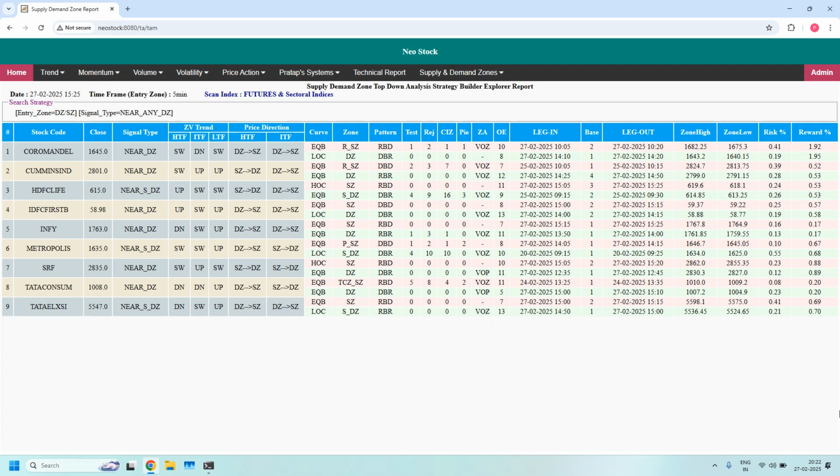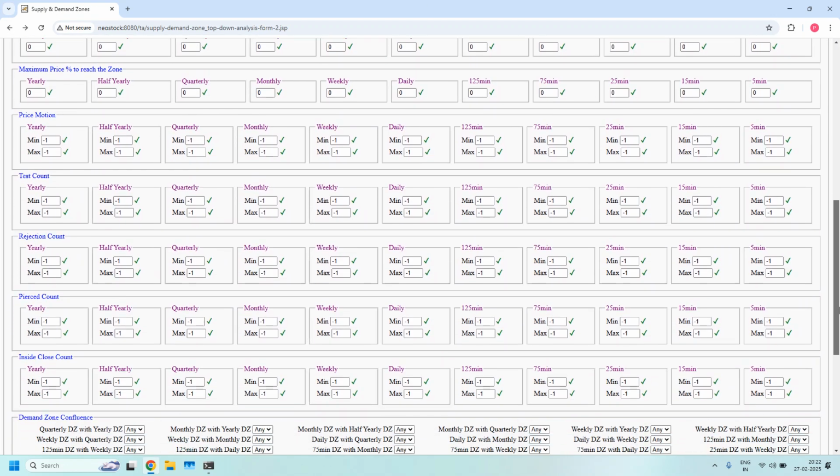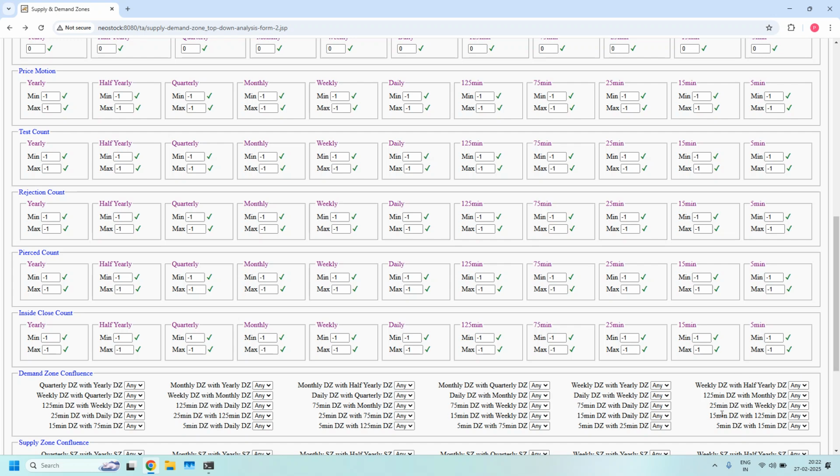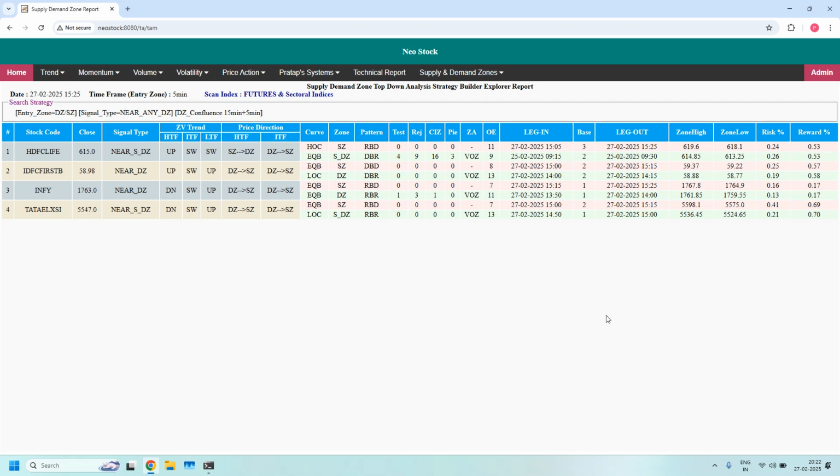Out of these 9, how many are having ITF demand zone Confluence? Let us verify. That is 5 minutes demand zone with 15 minutes demand zone Confluence. I am enabling the filter. We got 4 stocks. Out of these 4, first one is pierced. You can ignore this stock.